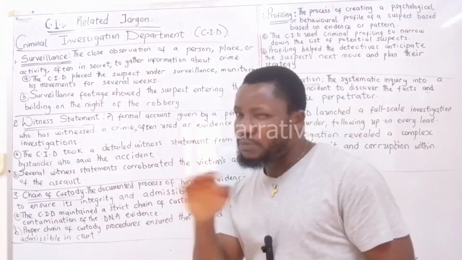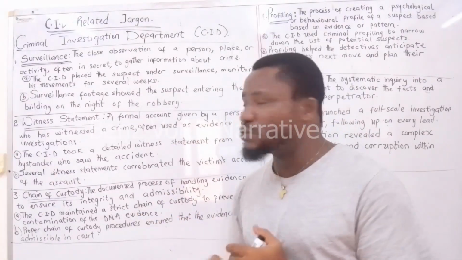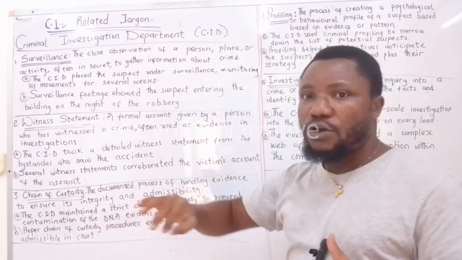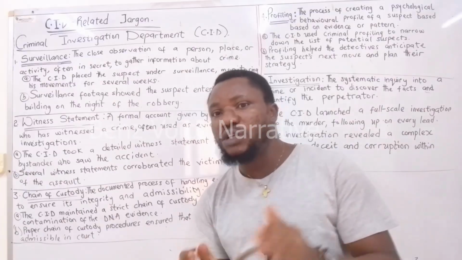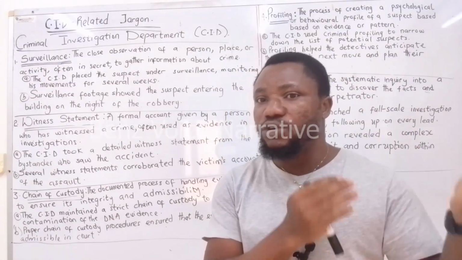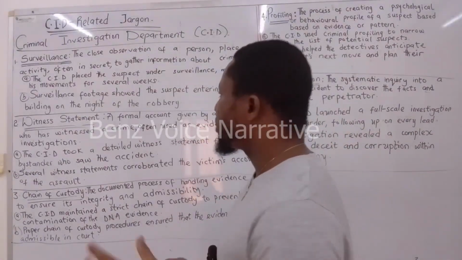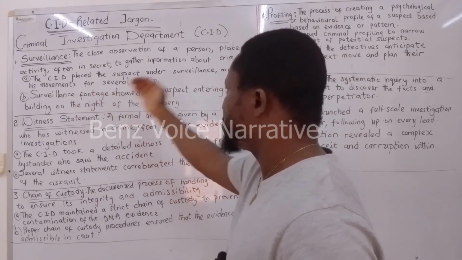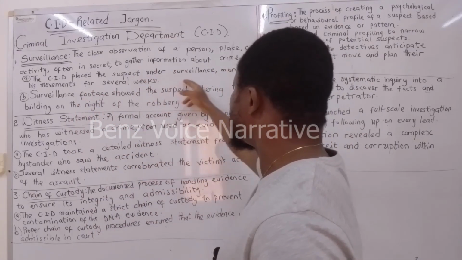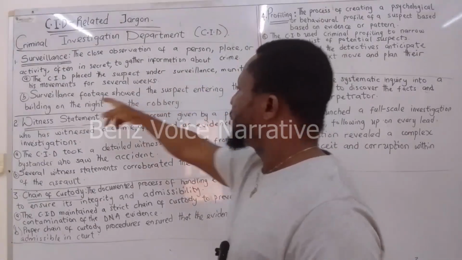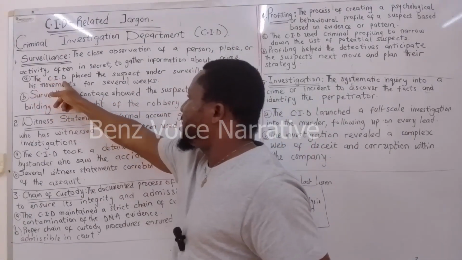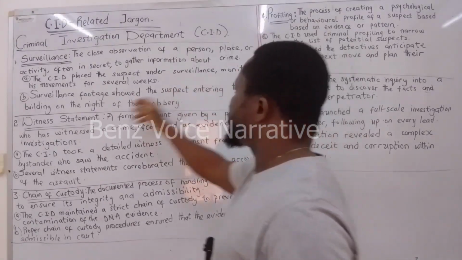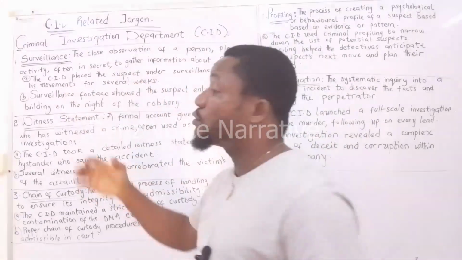Okay, when is this person going out? When is this person coming in? All that. So that's what surveillance is all about. It's about close observation of the person who has been reported, based on the lead at hand. So let's look at example sentences. First, the CID placed the suspect under surveillance.